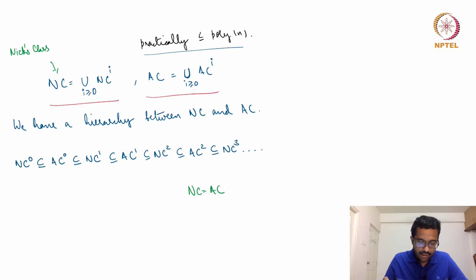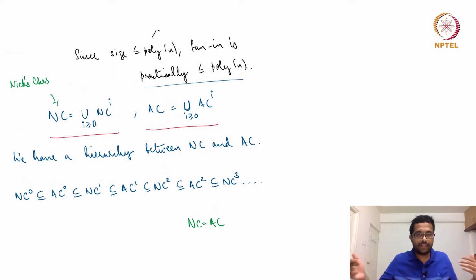Actually there is a hierarchy between all these NC classes and AC classes. So let us see what that is. One thing that you may have already observed is that as you provide more depth, you get more power. So NC^2 will obviously be contained in NC^3, which will be contained in NC^4, because whatever can be done in NC^3 can certainly be done in NC^4. So NC^0 is certainly contained in NC^1, which is contained in NC^2, and so on. The same thing holds for AC as well.